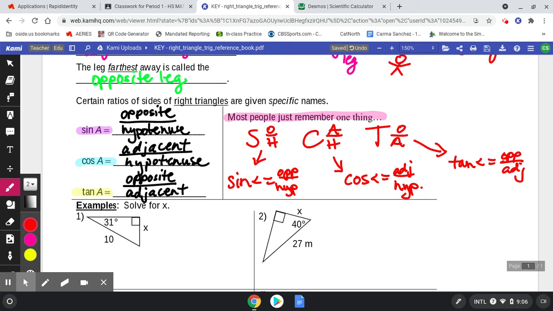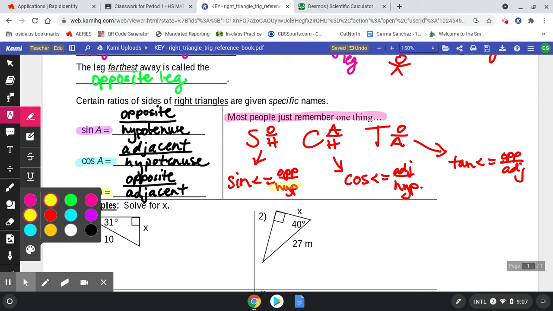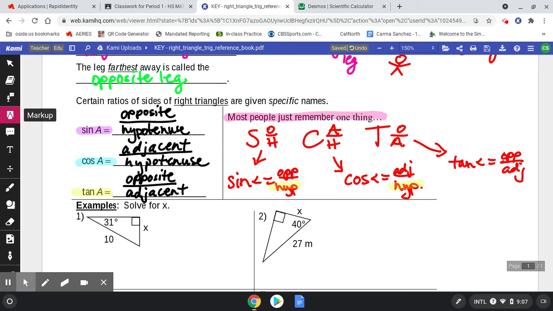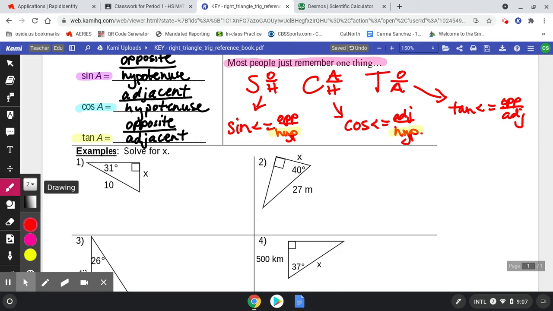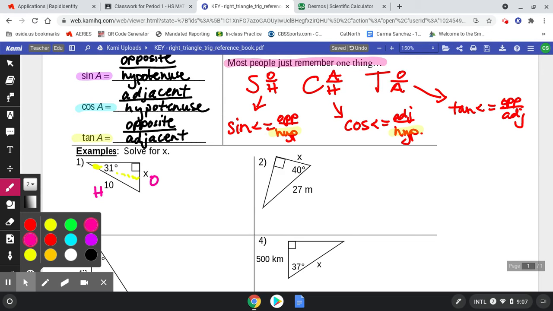Now I want you to notice one thing: the sine and the cosine both have the hypotenuse in the denominator. One other thing to note is that the tangent has no hypotenuse at all in its ratio. That will come in handy later. All right, let's look at some examples of actually applying these ratios. Notice we have a reference angle here of 31 degrees, and we've been given an opposite leg and the longest side, the hypotenuse. So they gave me an opposite and a hypotenuse in this ratio.